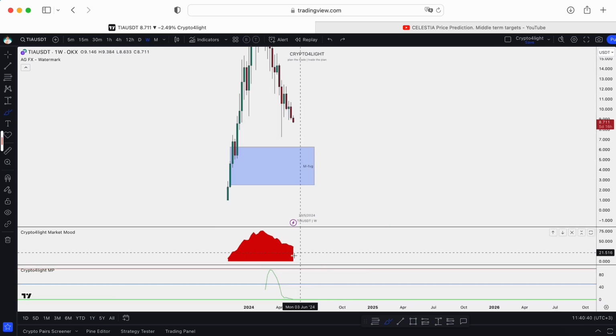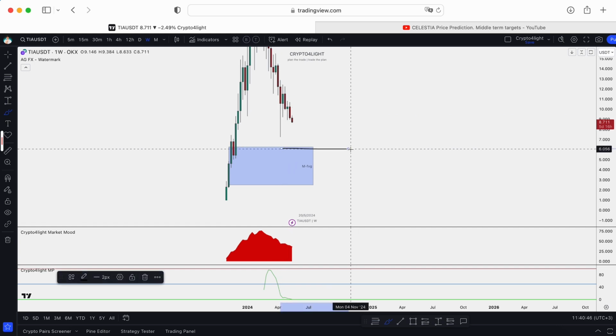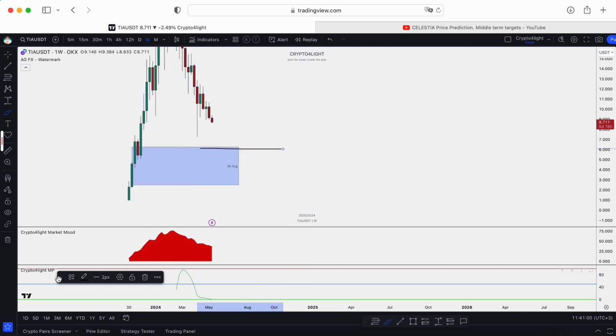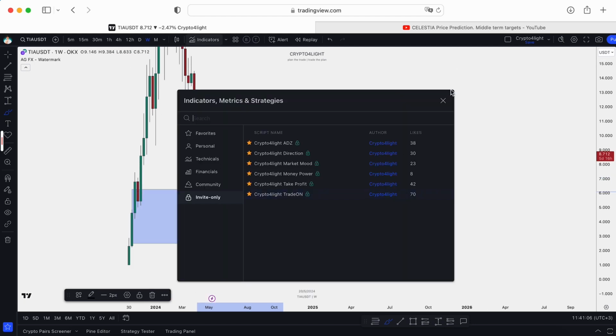Now on the weekly time frame, we're still in the hype zone. So the depression, capitulation zone can be, guys, listen carefully, at the test of the monthly gap. Finally, we dropped down and tested the bottom on the money power indicator, but without money inflow. Last two indicators, Trade On.